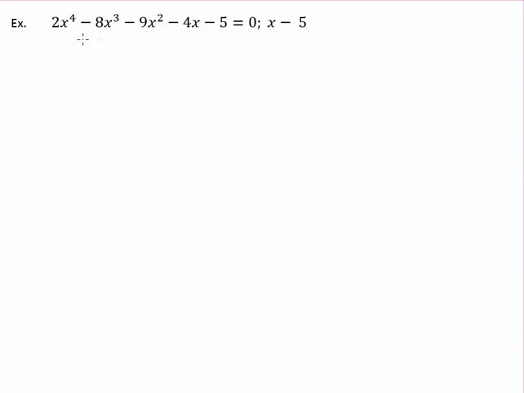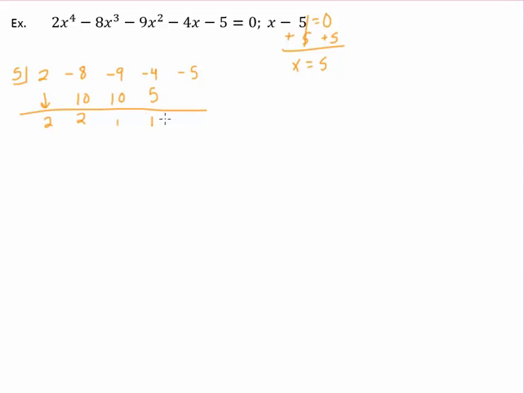One more. So I'm going to set this equal to 0, add 5 to both sides. Get x equals 5, so that's what I'm going to do synthetic division with. And just like on the last one, we started with x to the 4th, so this will be x cubed when we write our answer.